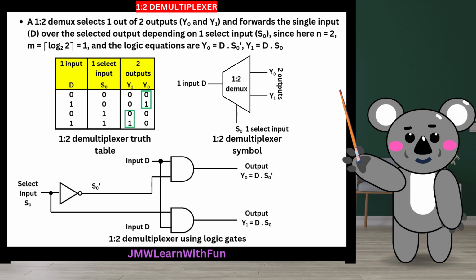The figure shows the 1:2 demultiplexer symbol, with one input D, one select input, S0, and two outputs Y0 and Y1. A 1:2 demultiplexer using logic gates is also shown. An inverter is used to obtain not S0. D and not S0 are given as inputs to an AND gate. Its output is D and not S0, which is the Y0 output. D and S0 are given as inputs to an AND gate. Its output is D and S0, which is the Y1 output.